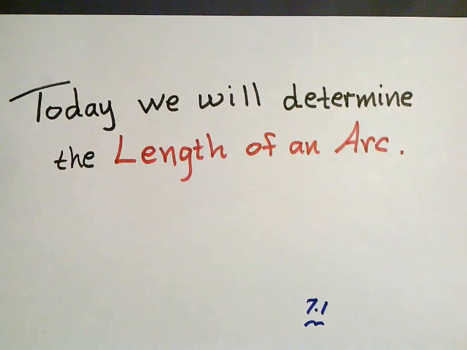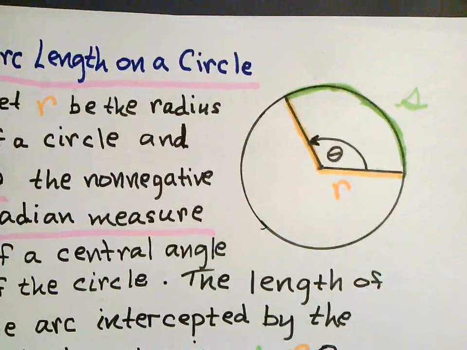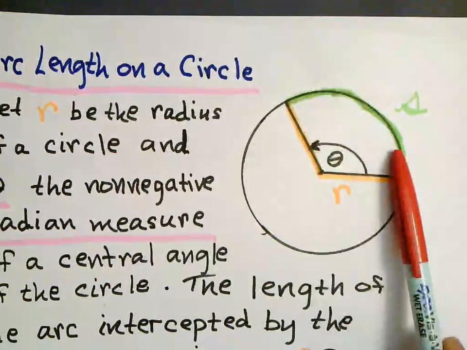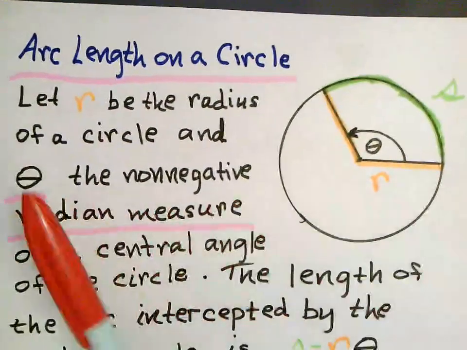Today, we will determine the length of an arc of a circle. So let's see how that looks. We have our circle with a central angle. So here's the theta, here's the radius, and this green part right here, this is going to be the arc length that we're going to be finding.